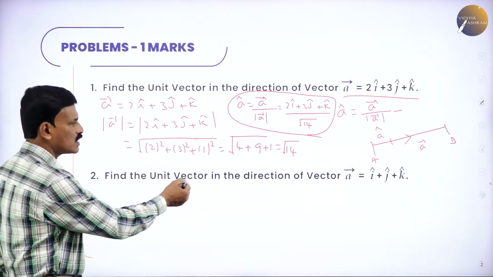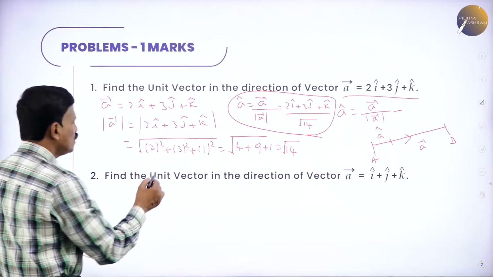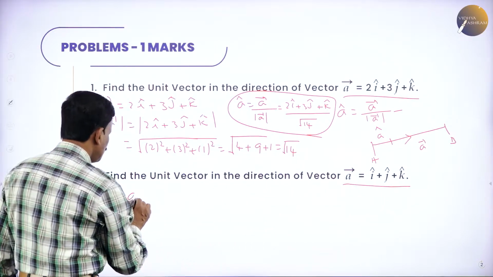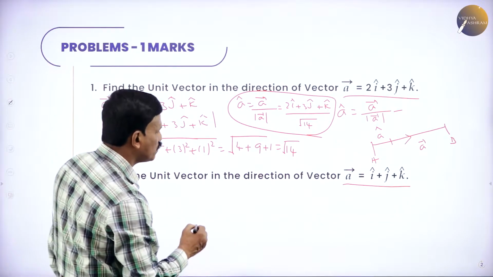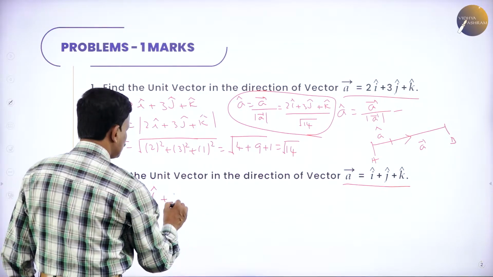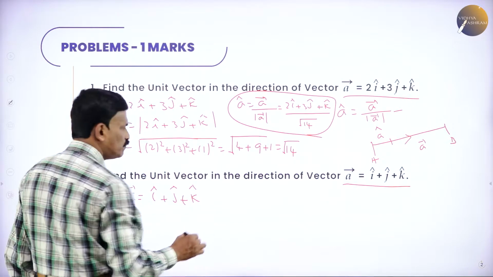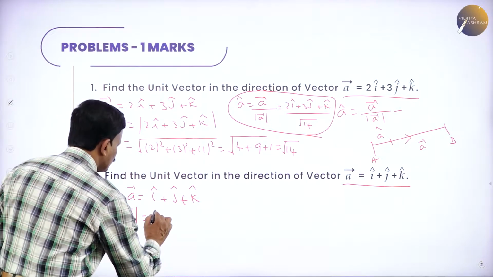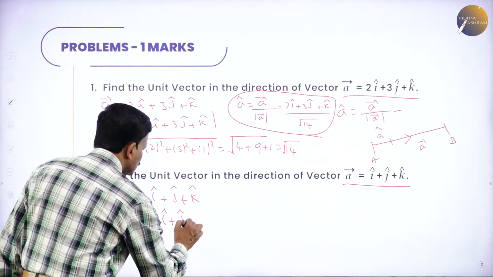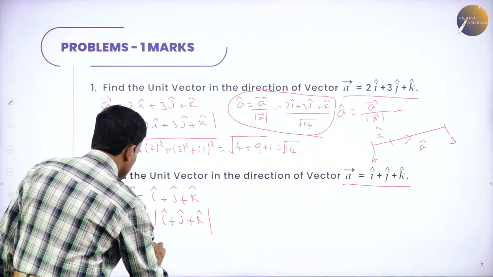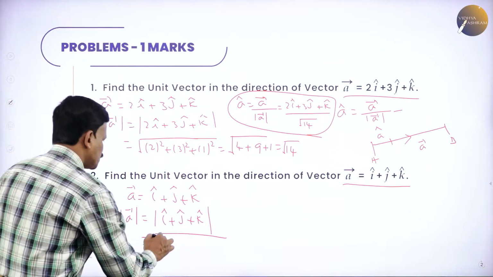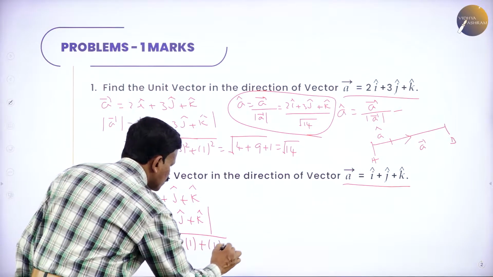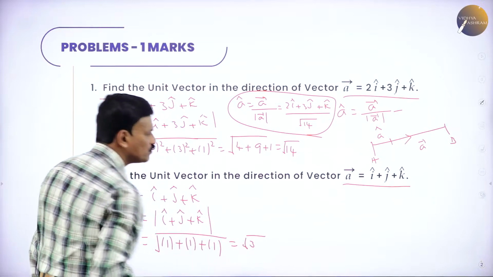Now, similarly, let us come to this problem. Find the unit vector in the direction of vector A. Same type of problem. What is A? A is equal to i cap plus j cap plus k cap. Now, the length of A is equal to the length of i cap plus j cap plus k cap. This is equal to square root of the coefficient of i, 1 square is 1, again 1 square is 1, plus 1, this is equal to root 3.